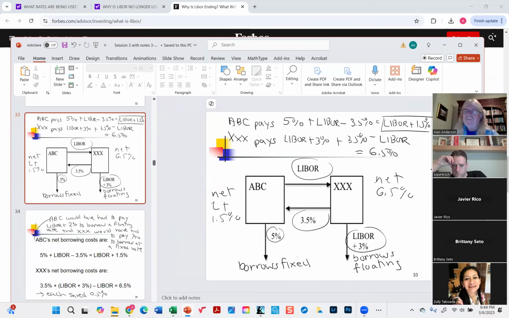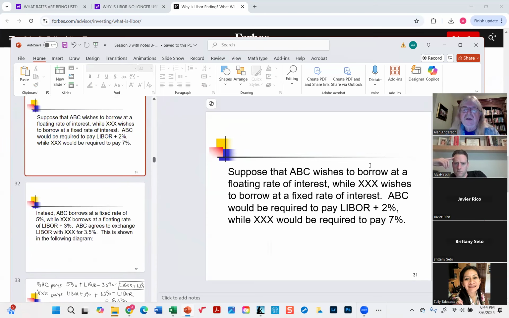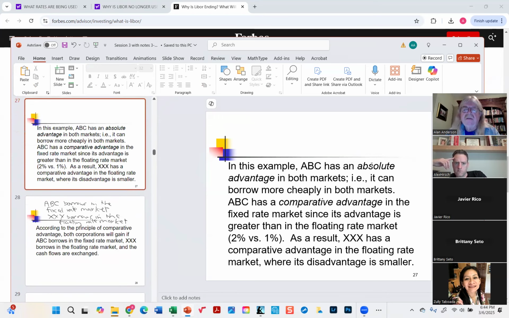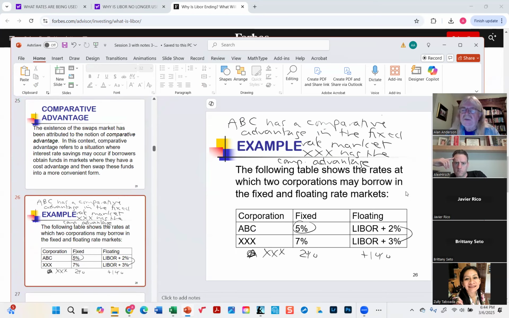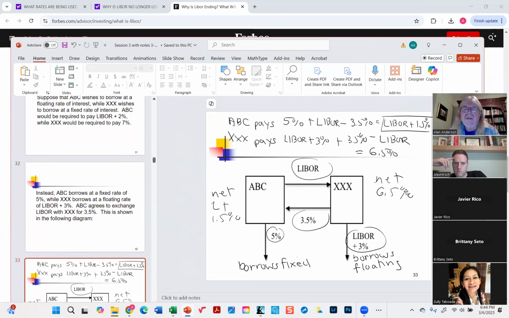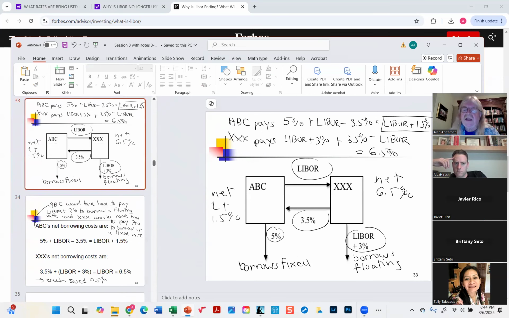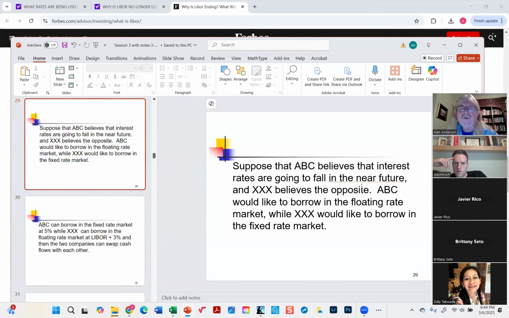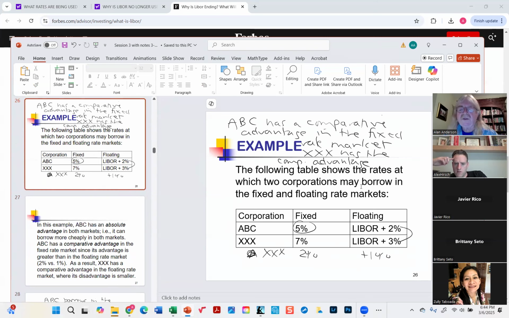Okay. Now, here's the thing, though. If they had gone into these markets in the first place, if ABC had just directly borrowed floating, they would have had to pay LIBOR plus 2. But instead, they're only paying LIBOR plus 1.5. Whereas for XXX, they're paying a net amount of 6.5%. But if they'd gone directly into the fixed rate market, it would have cost them 7%. So each one of them just saved half a percent.